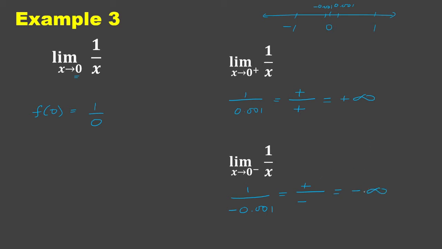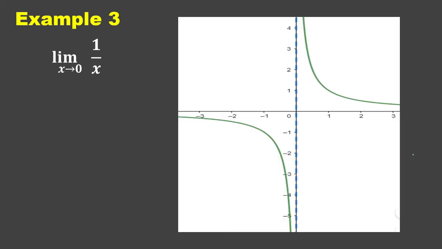Since the left-hand limit is not equal to the right-hand limit, we can say that the limit of 1 over x as x approaches 0 does not exist. To check its graph, this would be the vertical asymptote at 0. And as we move closer and closer to 0, from the right, we have positive infinity, and from the left, we have negative infinity. So we have does not exist.